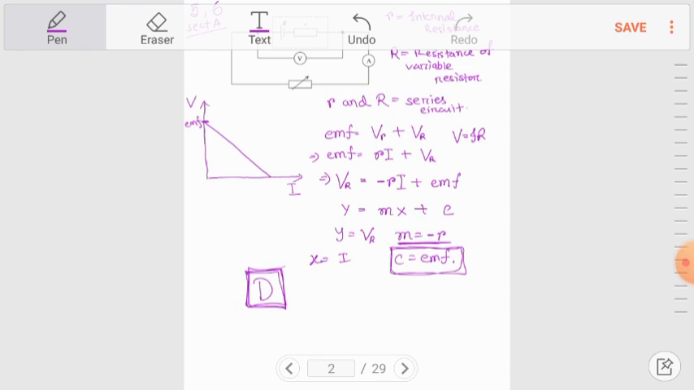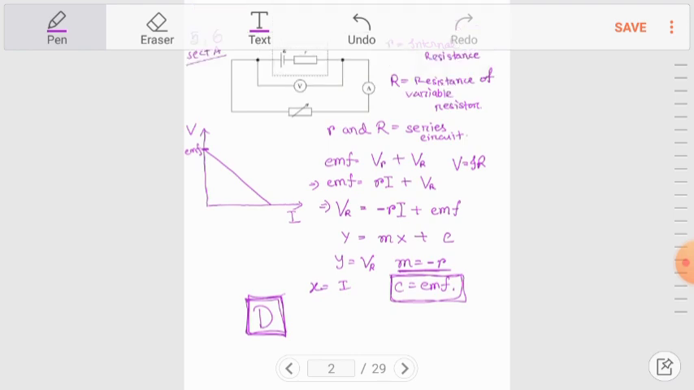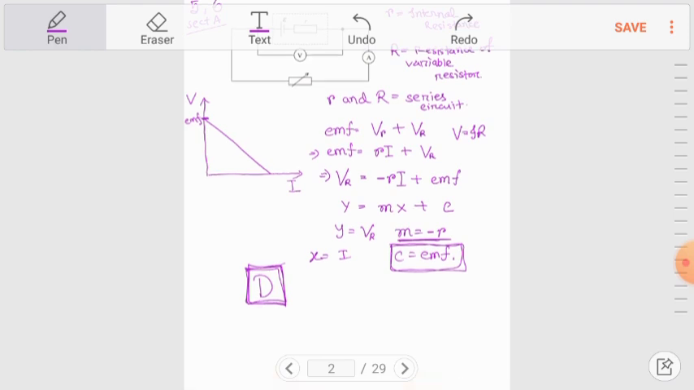I'm moving to question number 6. The resistance of the variable resistor is R. Which of the following gives the current in the cell? Here it says the variable resistance is R. We have already said at the top that I considered capital R to be the resistance of the variable resistor. So in question 6, we need to find out the current in this cell.